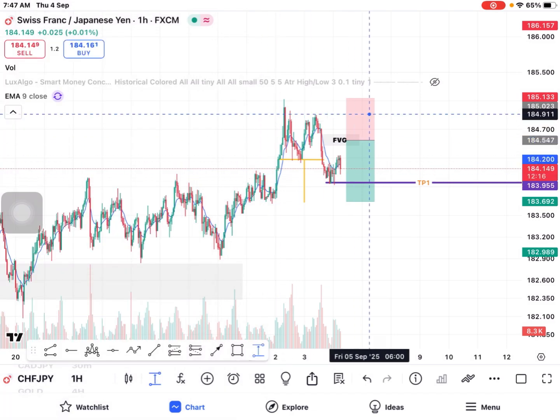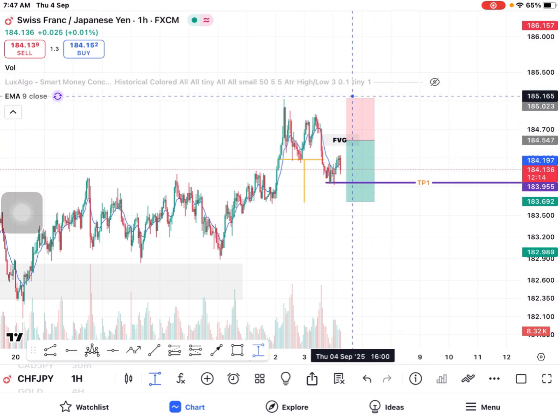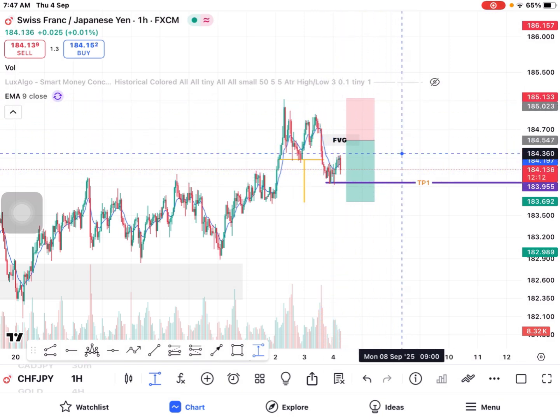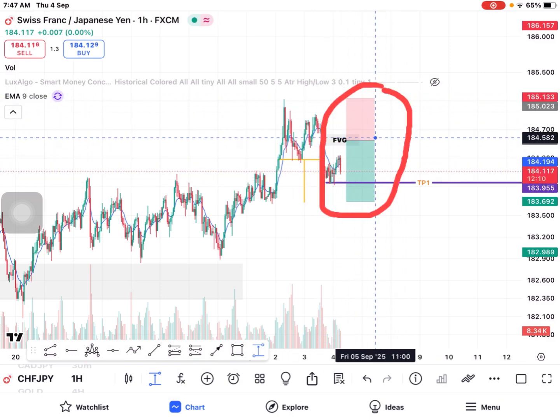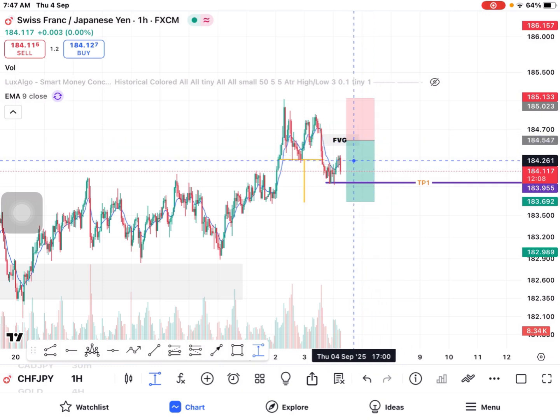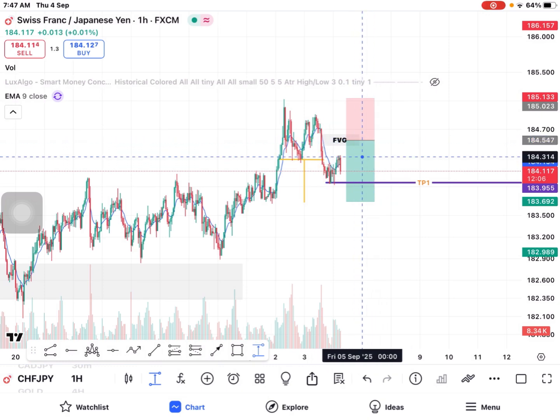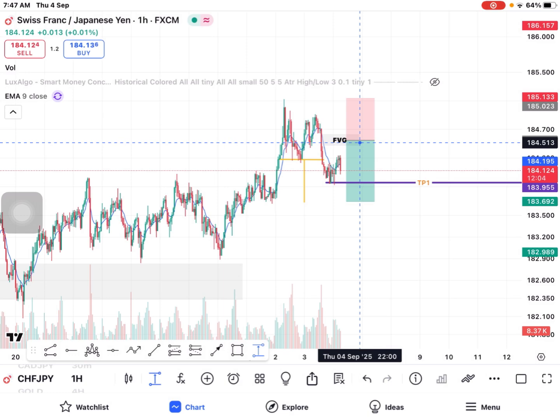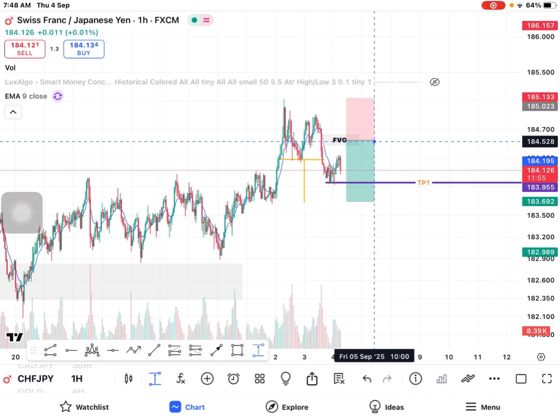Then as you can see, this is my position, it's actually a sell limit. So how do I calculate from the entry? How do I calculate my stop loss? How do I calculate my take profit?